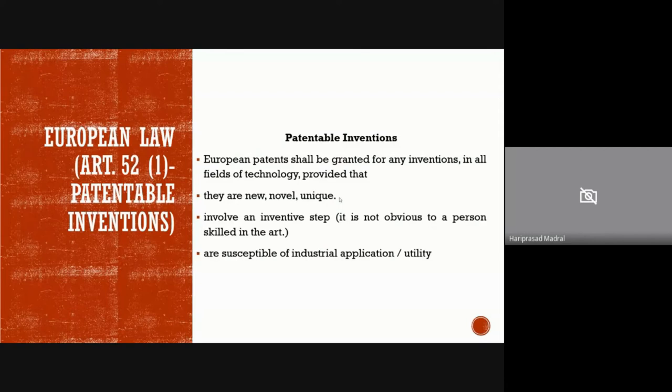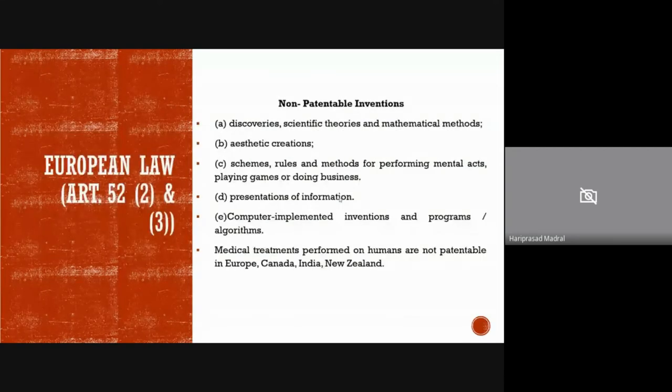If we move on to the non-patentable inventions, there are different sets of non-patentable inventions, where Article 52, paragraph 2, has different subsections, subsection A, B, C, like that. So each subsection covers an area of non-patentable inventions, where subsection A covers discoveries, scientific theories and mathematical methods. They are not patentable according to European patent law.